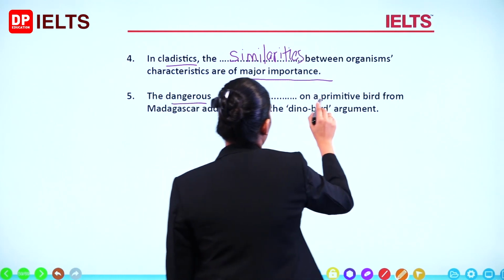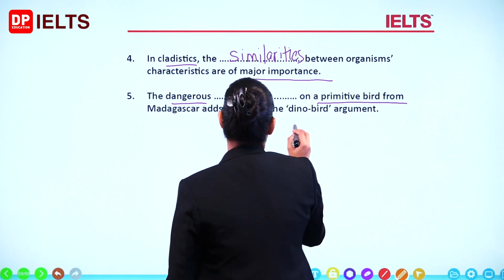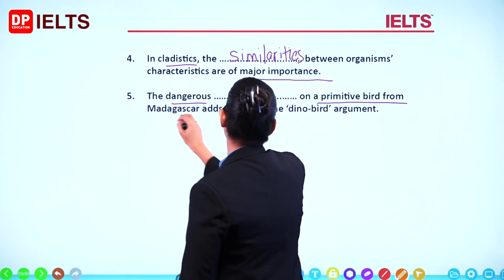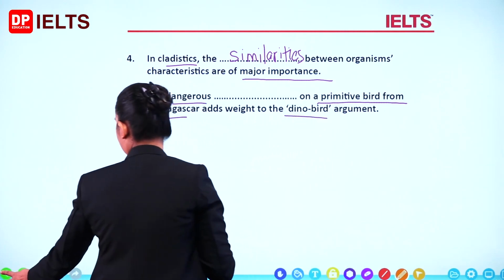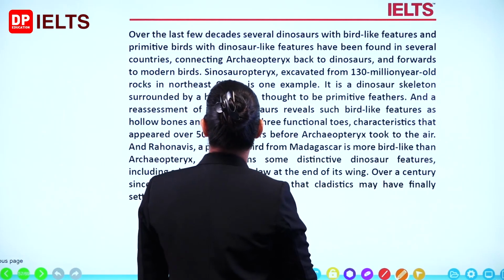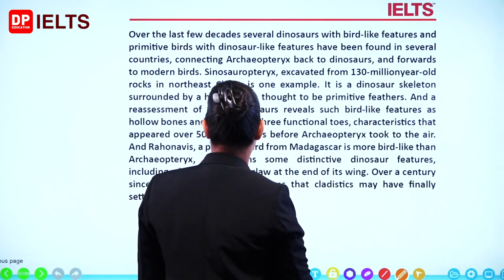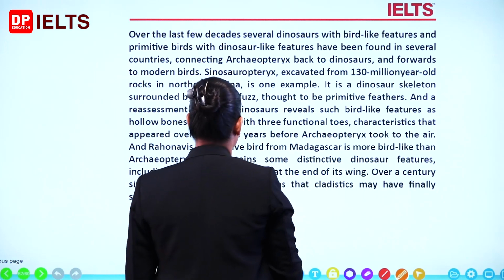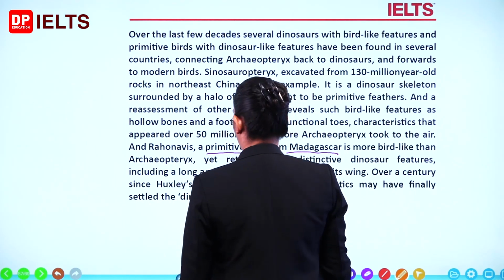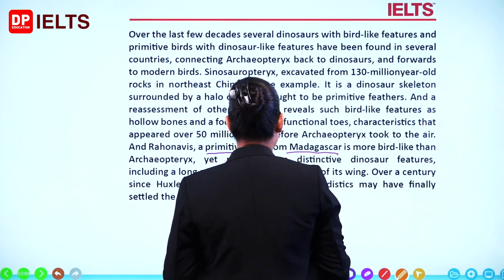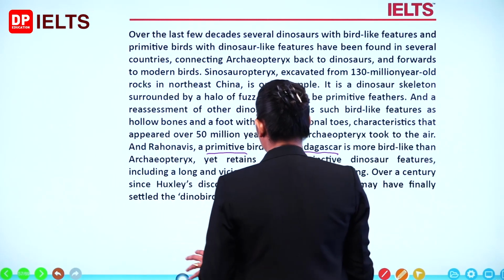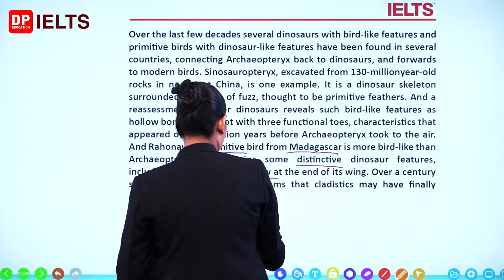The dangerous claw of a primitive bird. Something dangerous on a primitive bird from Madagascar adds to the dino argument. Dino. Where do we find that dino? Here it is, right? A primitive bird from Madagascar retains some distinctive dino features, right? Including a long, vicious claw.